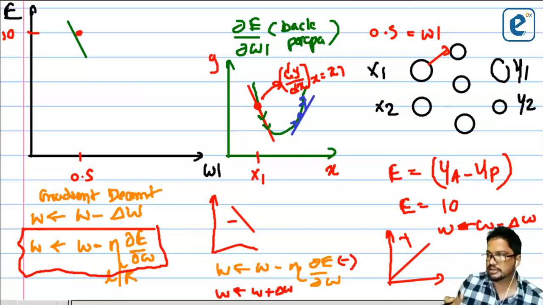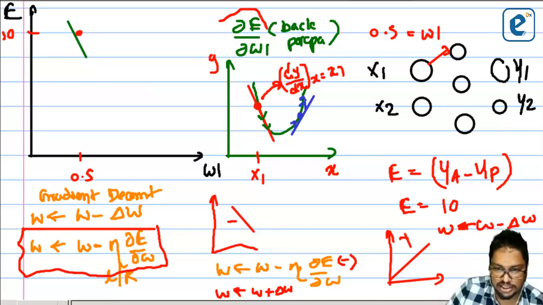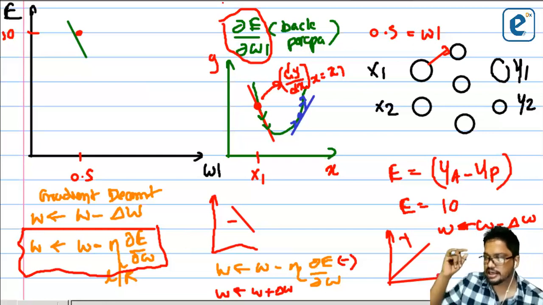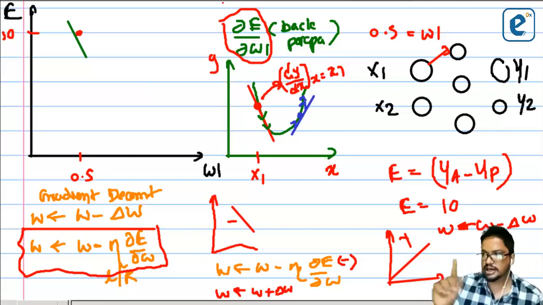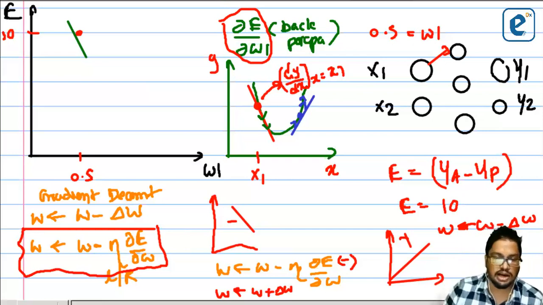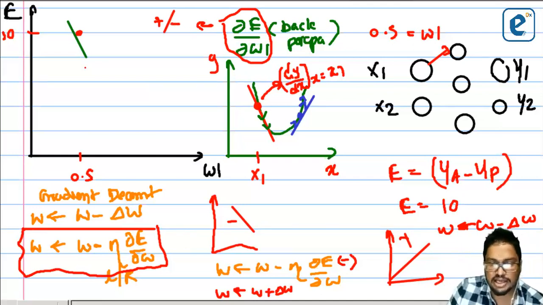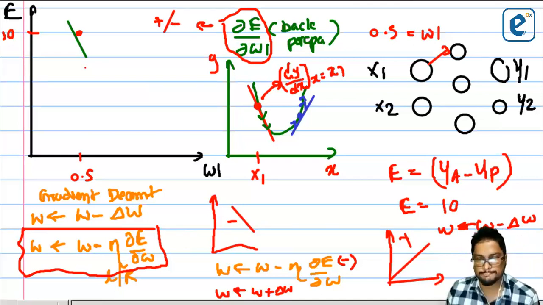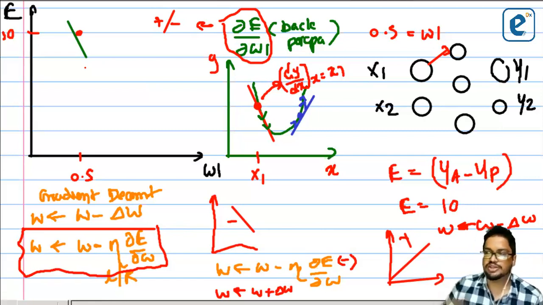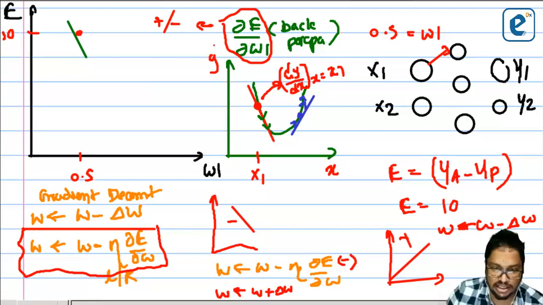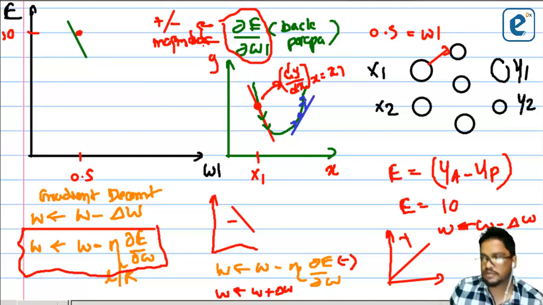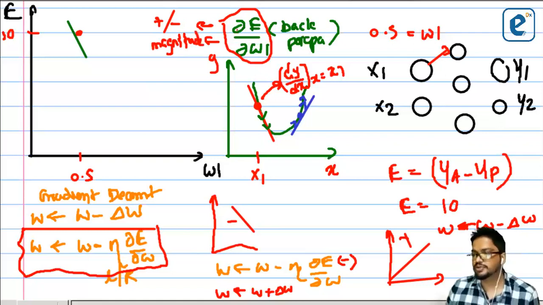Now my point, the gradient, you can see the gradient. This gradient is going to decide two things, right? The number one thing is whether we are going to increase or decrease the weight. The other thing is the magnitude.